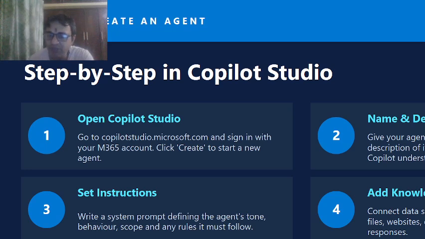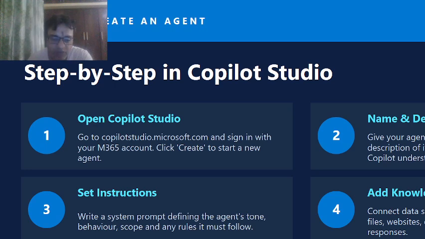Fourth step is that you need to add knowledge. Add knowledge means you need to connect wherever you need the data sources. The agent will pick up the data from the particular sources. So it may be SharePoint sites, OneDrive files, websites, or Dataverse, or any tables which are grounded, which will give the grounded responses.